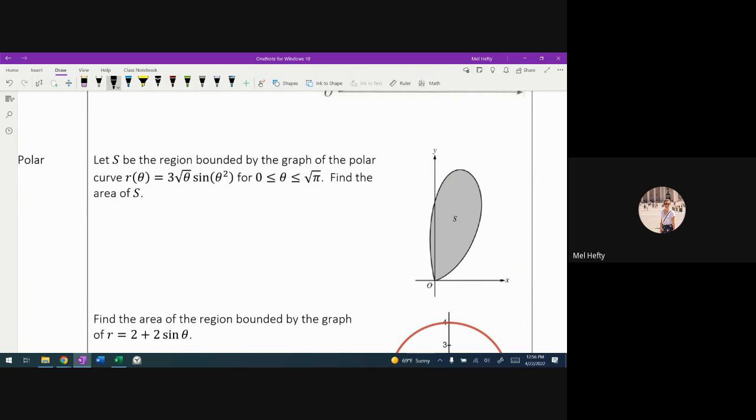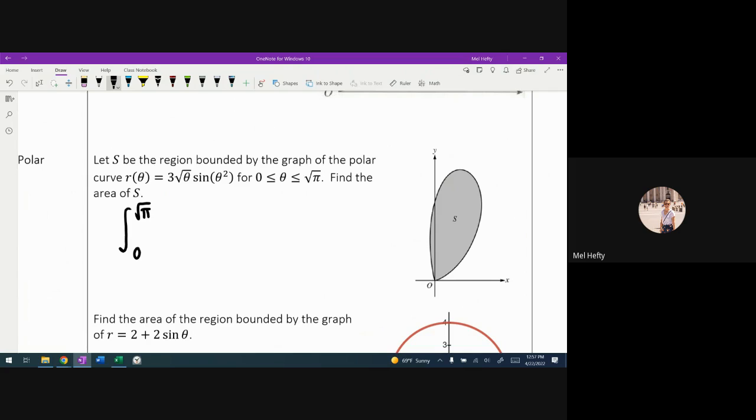This is actually one of the most straightforward questions I've ever seen on a polar one. So am I just, well, let's start here. What do you think the bounds are? Yeah, I'm going to go 0 to square root of pi. They gave them to me. They told me how much angle I need to make that shape. So I'm going to use it.